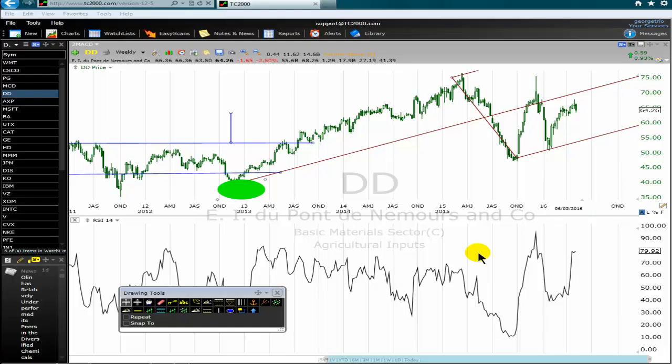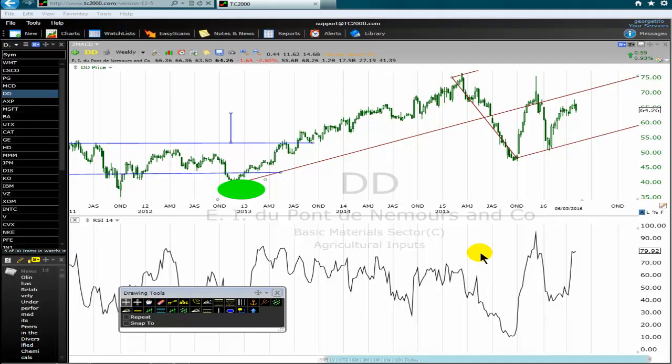Step 1 to improve overbought RSI stock analysis.